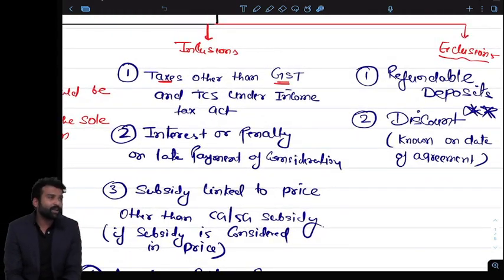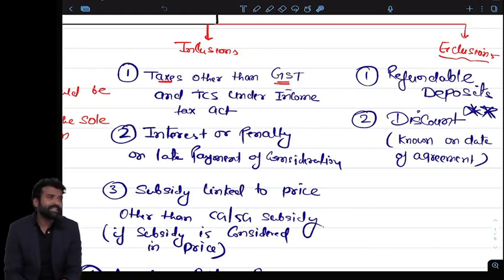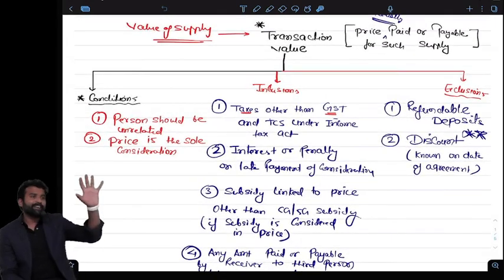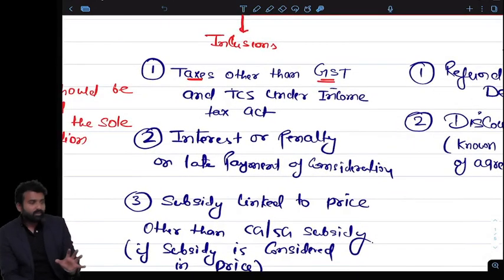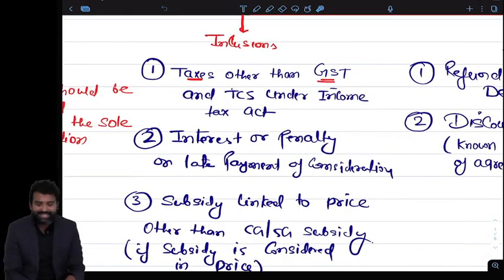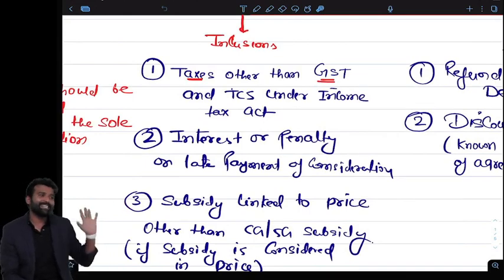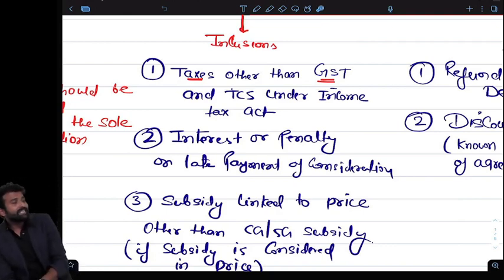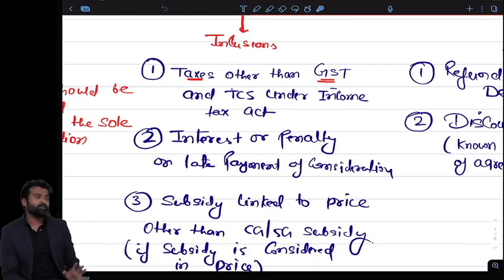If they are asking you an MCQ based question, they might ask you the inclusions, that what are the inclusions in the valuation. And listen very carefully, there are 5 inclusions. First of all, while I am calculating the value for the purpose of computation of GST, I will add all the taxes other than GST and TCS. Yeah, other than GST and other than TCS, I will add all the taxes for calculating my value for the purpose of GST.